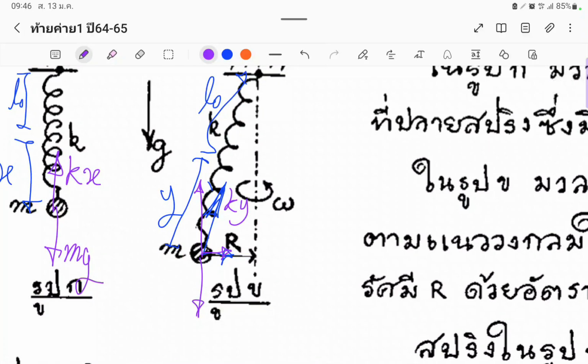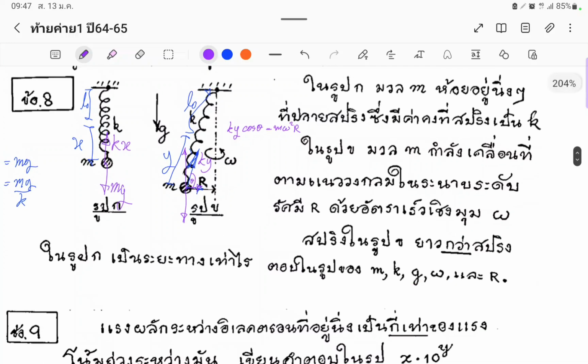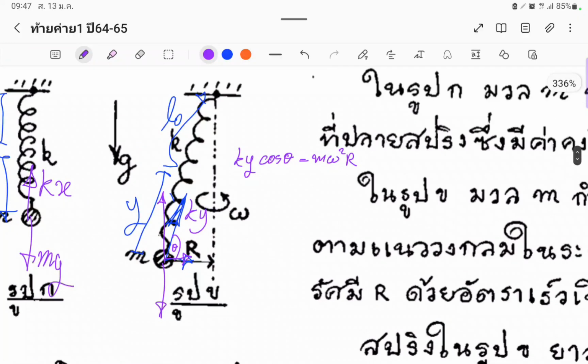If we look at the x-axis, I don't know what it's called in English, but if we set this angle to theta, we can say that ky cosine of theta is equal to m omega square r, because this is r. They tell us this, right? Yes, they tell us this. And then if we look at the y-axis, ky sine theta is equal to mg.